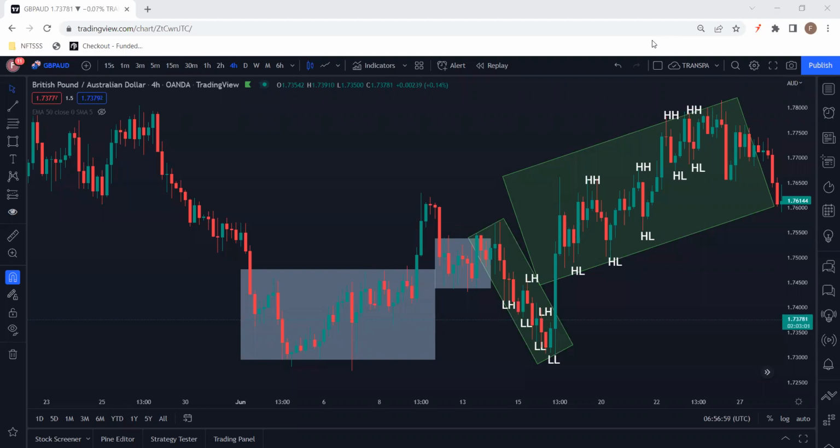In the previous video, we pretty much talked about market structure in detail. We were able to completely address what you need to do within the first few minutes of getting into any currency pair. Market structure.